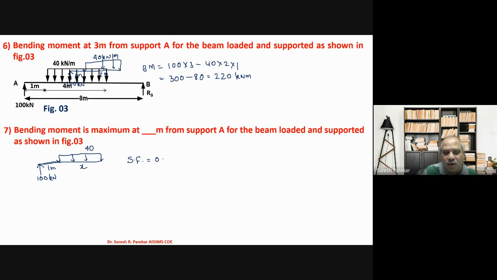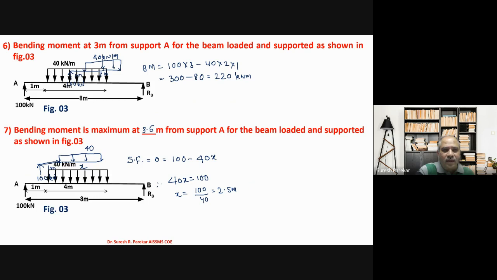So we have to find out shear force 0 equal to 100 minus 40 into x, and therefore we will get 40x equal to 100, and x we will get 100 upon 40, and that is equal to 2.5 meters. Then maximum bending moment from support A will be 3.5 meters. So we should be very careful with all these values.